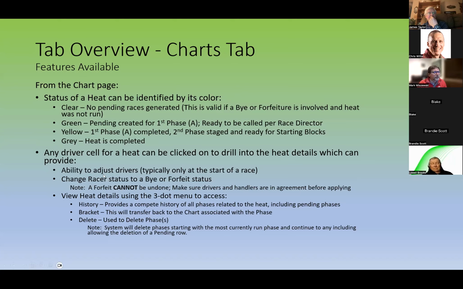From the driver cell, you can change racers to a bye or forfeit. As a reminder, the forfeit cannot be undone. It pushes the driver all the way through the complete chart. You can view the heat details with the 3-dot menu for history, bracket, and delete.